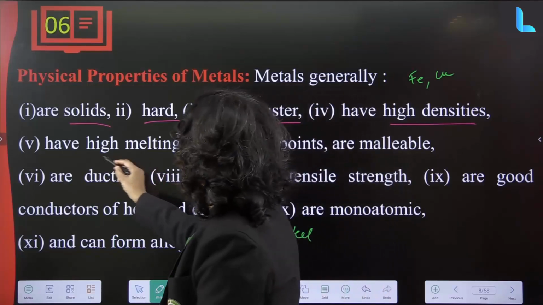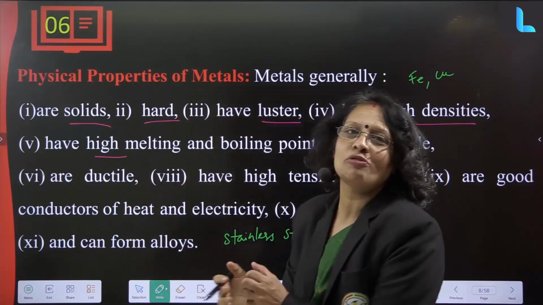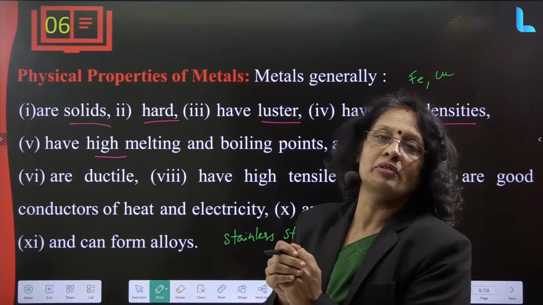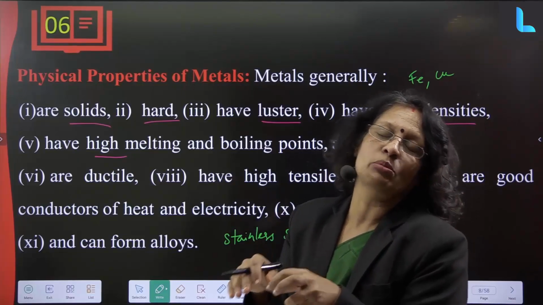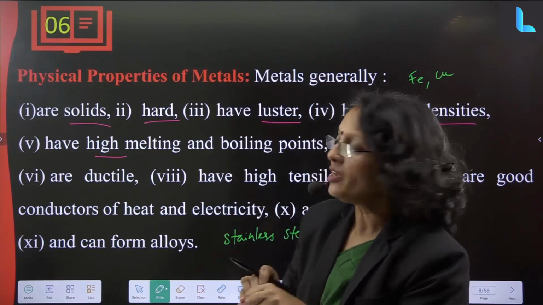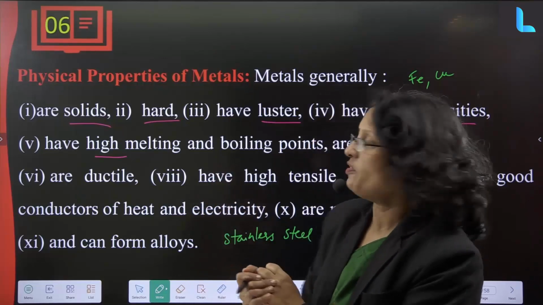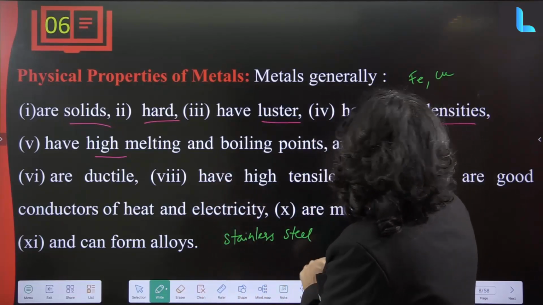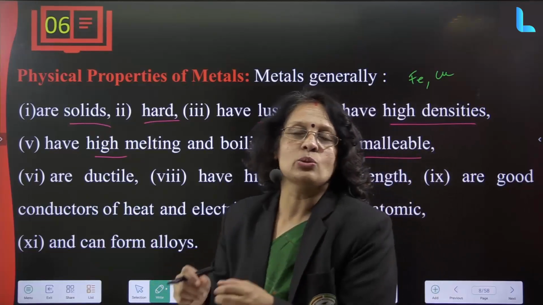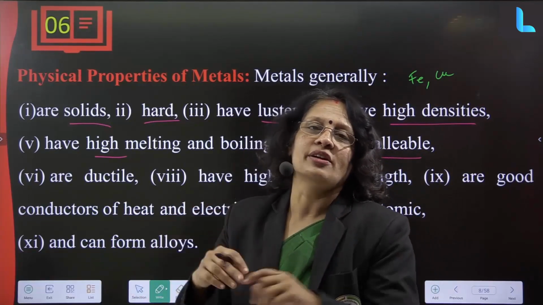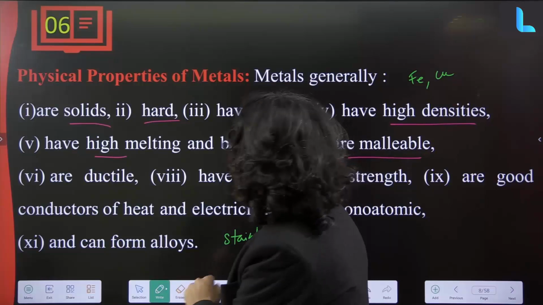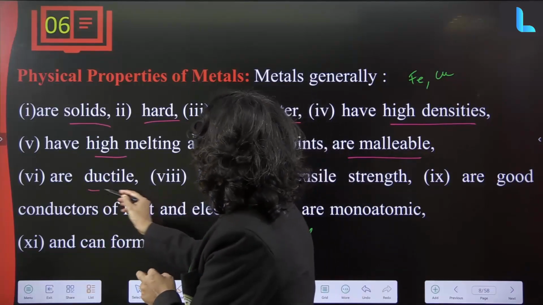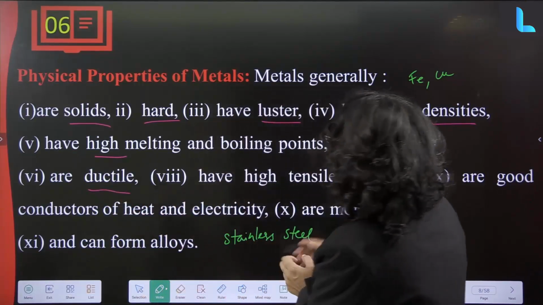And why do they have high melting points? Like for melting of iron, we require a very high temperature torch, which can be used for welding or melting it. Why? Because the melting point of iron is very, very high. They are malleable and ductile, which means they can be beaten into sheets or drawn into wires. Ductile means drawn into wire, malleable means beaten into sheets.